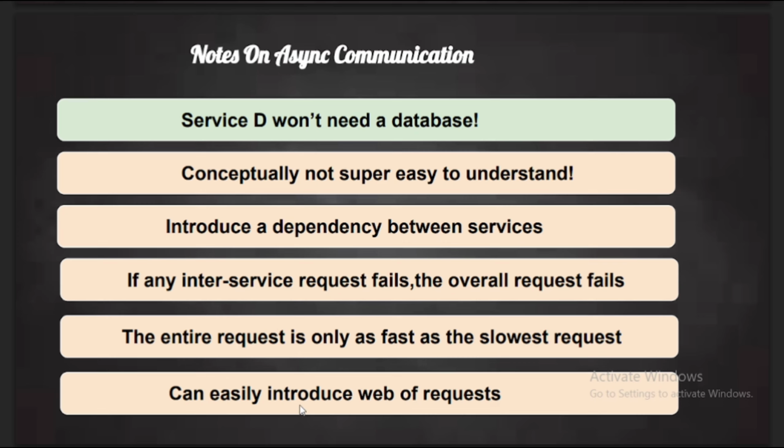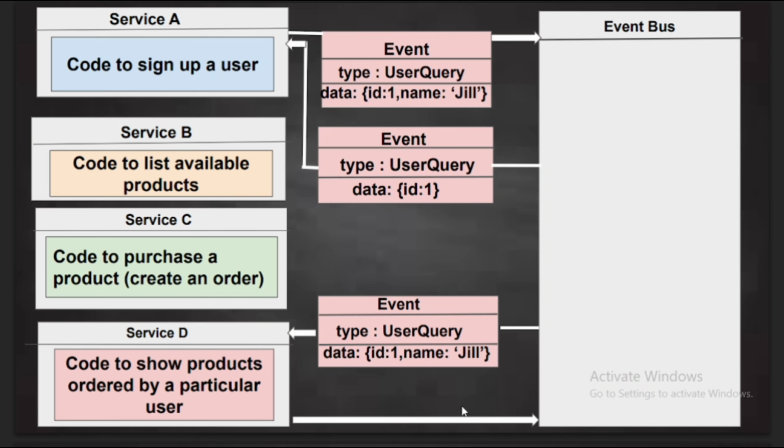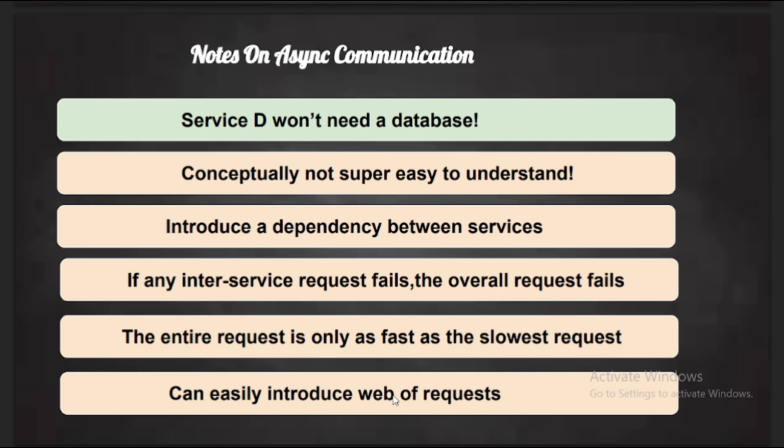So this can easily introduce a web of requests. It might be possible that service D needs service C, service B, and service A to complete a request. So a web of requests is possible. These are the advantages and disadvantages of asynchronous communication.